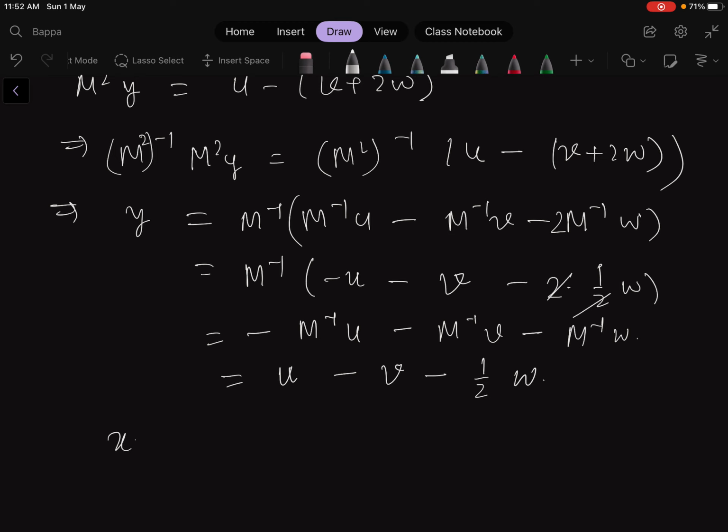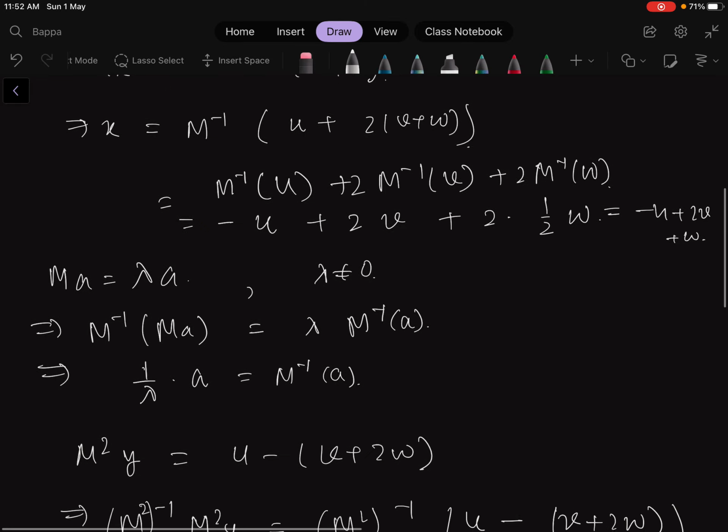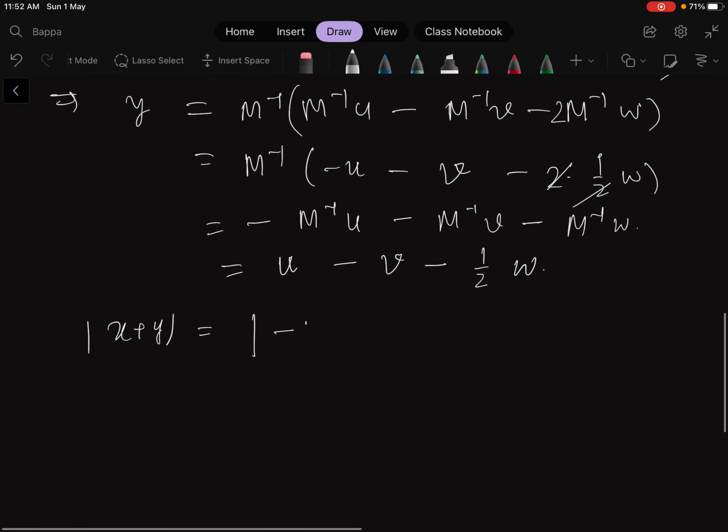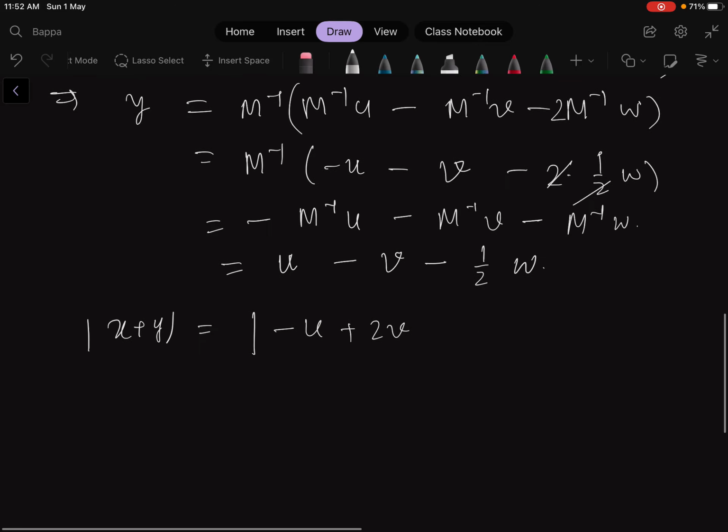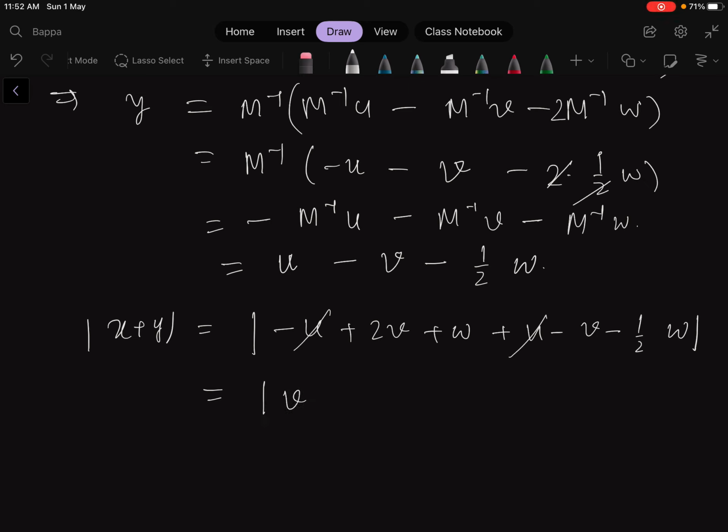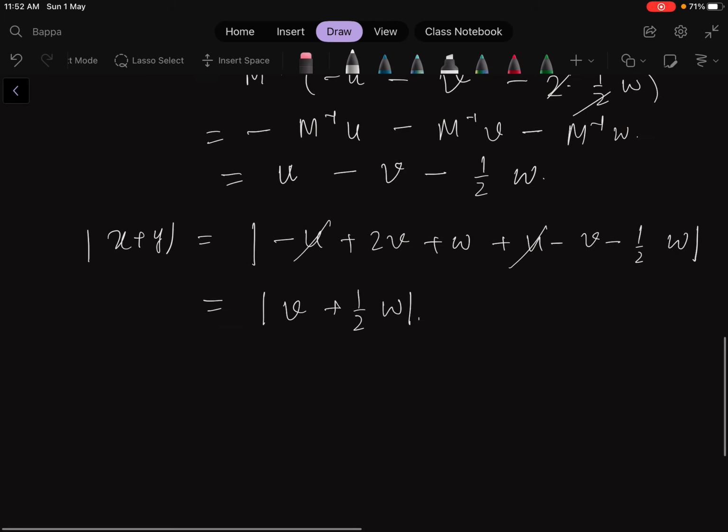So what is x plus y? So x is minus u plus 2v plus w, and y is plus u minus v plus half w. So if you see, you can cancel out u, and 2v minus v, 1v remains, and w plus half w, so one and a half times w remains. So I have to find the norm of this vector.